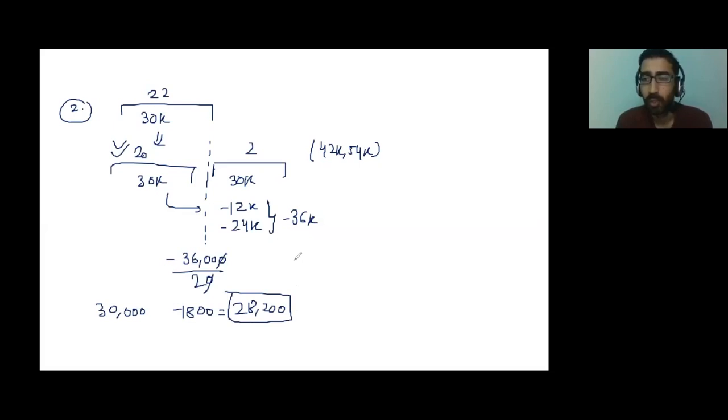There is no way you're going to get any other answer, even if you calculate it like this, from the total amount. The total amount of money you have is 22 into 30,000. This is the total amount of money initially. That must be equal to 20 into the new average plus 42K plus 54K. And you have to calculate A. You will get the same answer. There is no doubt.